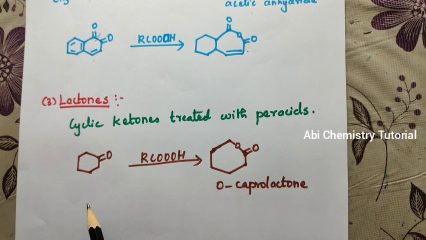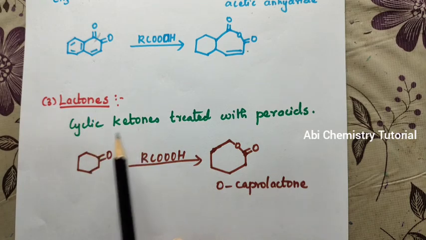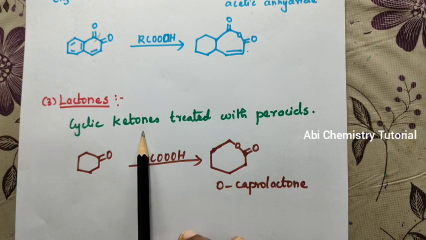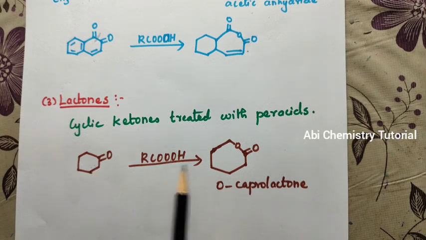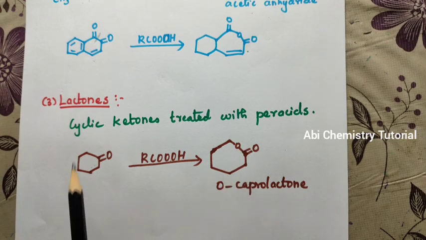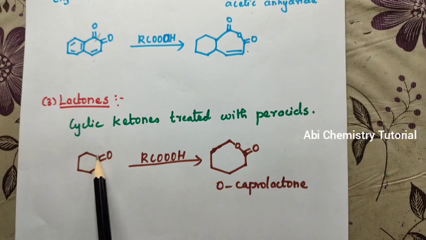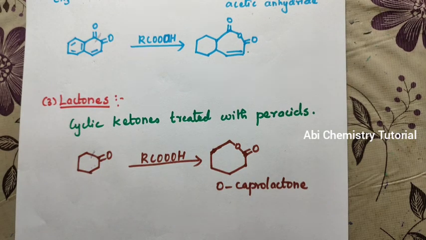So the third application of Baeyer-Villiger oxidation is the preparation of lactones. Cyclic ketones: if we treat cyclic ketones with peracids, we get lactones. So this is a cyclic ketone. This is cyclohexanone, and this is treated with peracid to form a lactone. That is, one more oxygen is introduced in between these two bonds. Here an oxygen will be introduced. So this is called caprolactone.